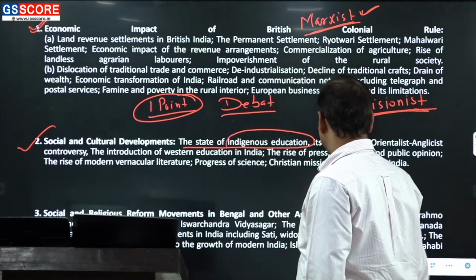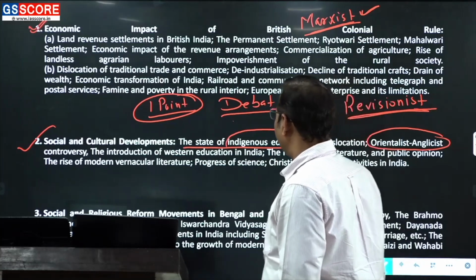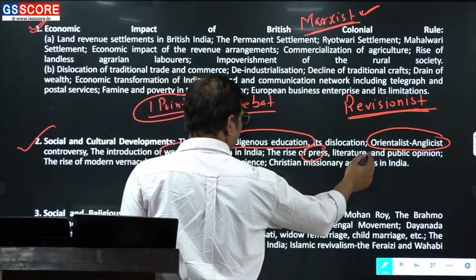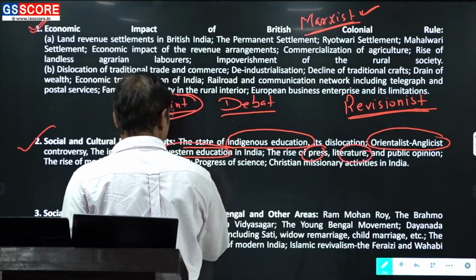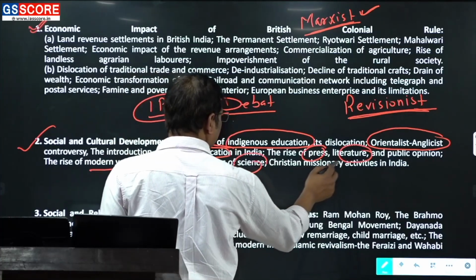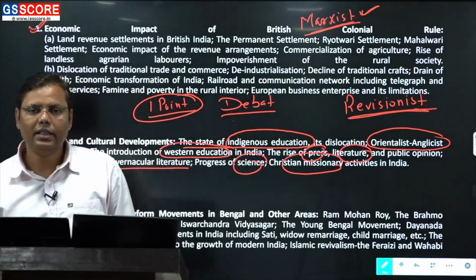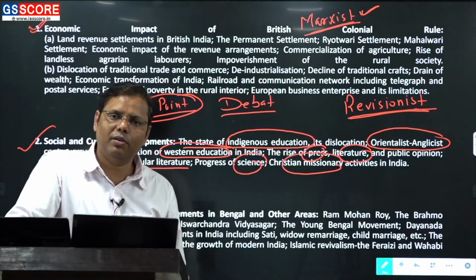Matlab, what was the state of indigenous education? That is the Orientalist-Anglicist controversy, and then the introduction of Western education in India. Then the press is there, literature is there, correct? And then public opinion, the rise of modern vernacular literature, progress of science, the Christian missionaries, and the missionary activities in India. Now, if you see this particular part, frankly speaking, there are so many possibilities of questions.